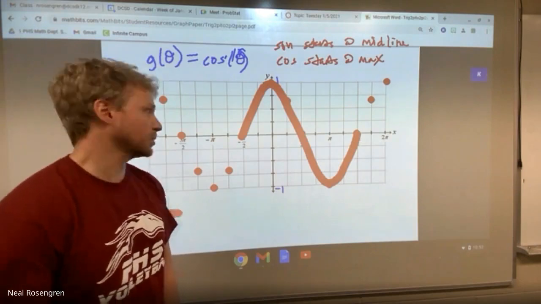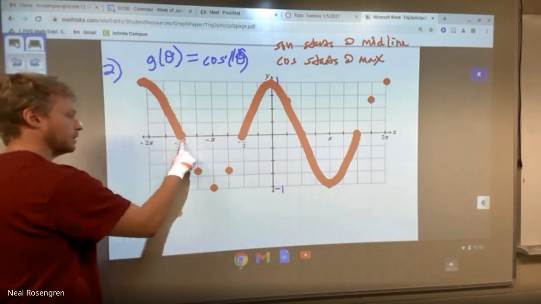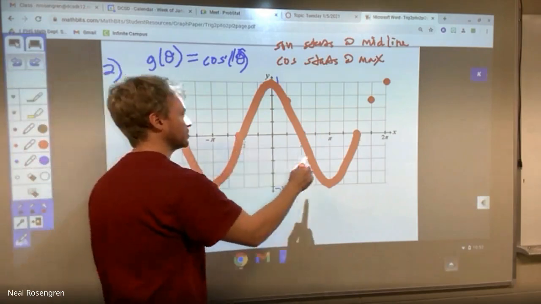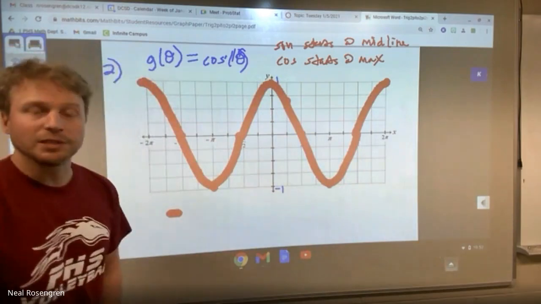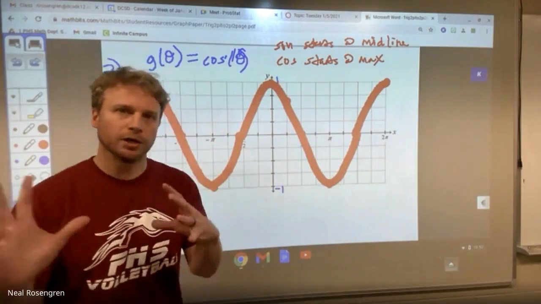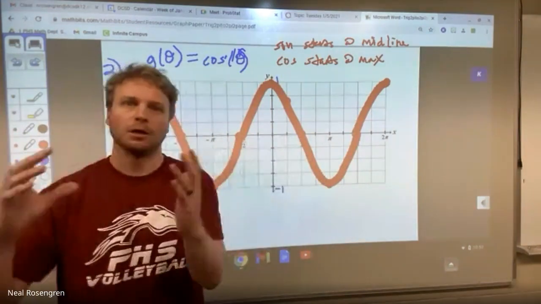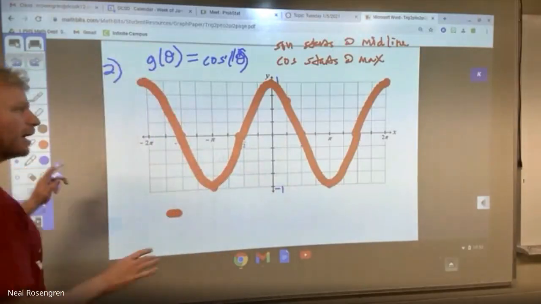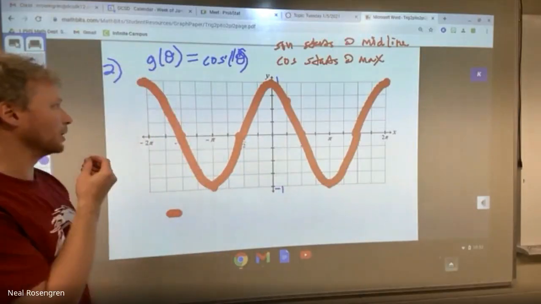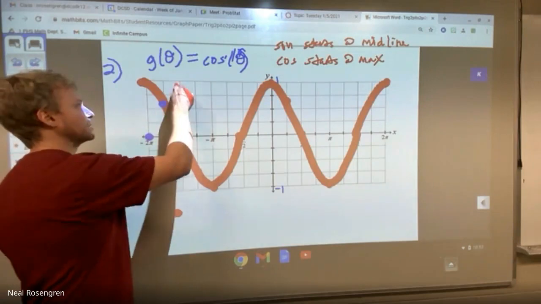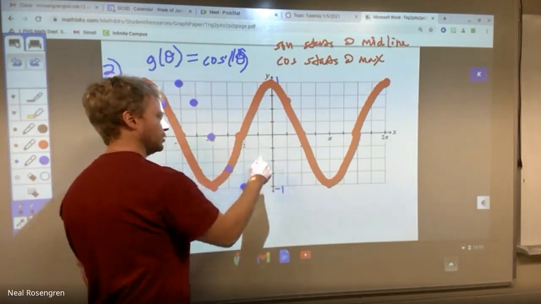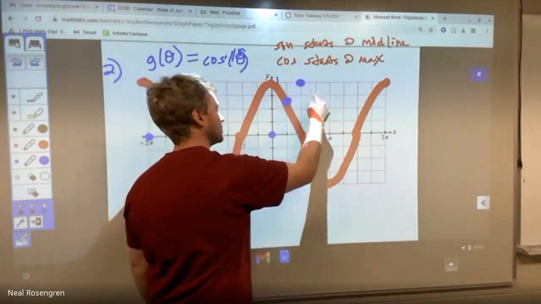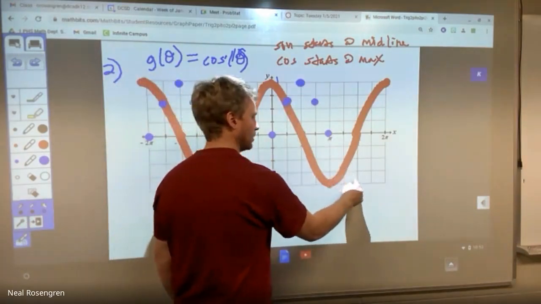Sine and cosine, even though sine starts at the midline and cosine starts at its maximum, they both are the same wave, just phase shifted one way or the other. And you don't have to do this, but I'm going to really quickly put sine on this same graph just so you can see it. You can see how fast I'm going. This is how fast you will potentially be able to graph it.